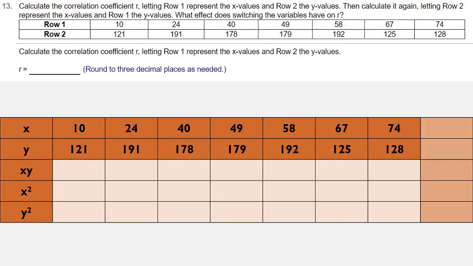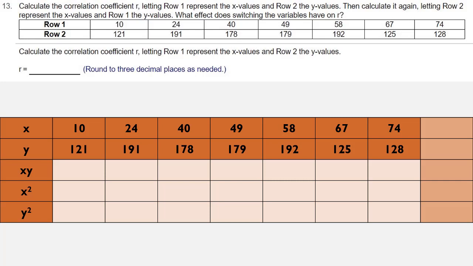So, we're going to build a table. I've put my x values, all 7 of them, in the top row, my y values in the second row, and then I've added in rows for x times y, x squared, and y squared. We're going to start with x times y.